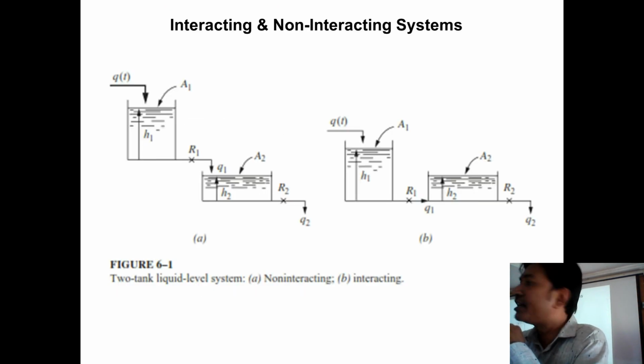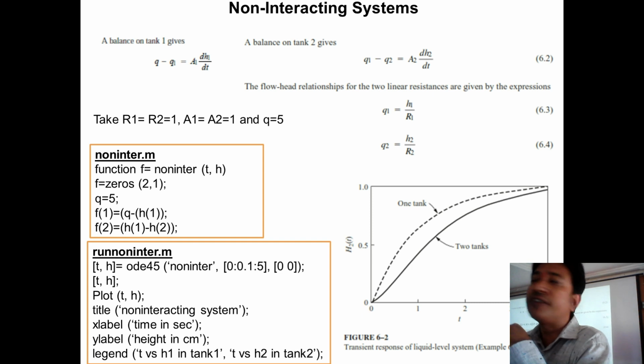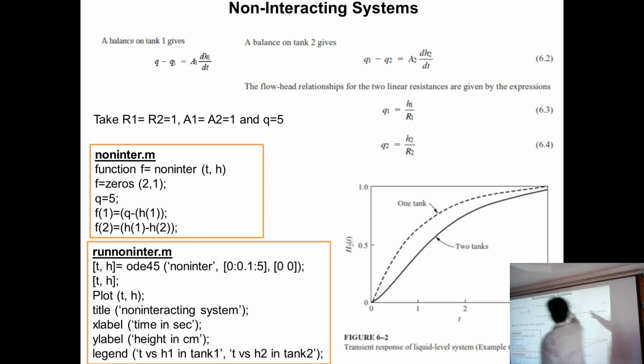So let us look at interacting and non-interacting systems. You know the difference between interacting and non-interacting: two tanks, how they operated. For example, in a non-interacting case, there will be a balance on tank 2, and there will be resistances, and R1, R2 values will be given. A1, A2 values will be given, and if you substitute, you will get two differential equations.